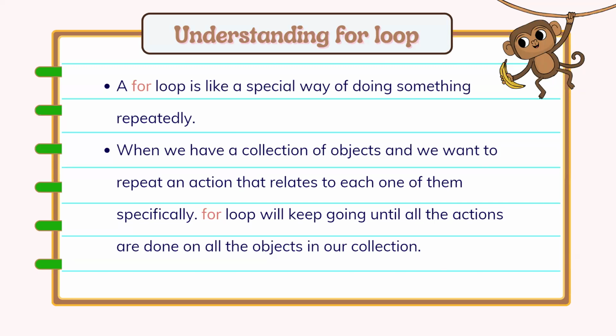that relates to each one of them specifically. This definition we will implement in the second example. When we have a collection of objects and we want to repeat an action, to repeat those steps that relate to each one of them specifically, depending on that particular object, then the for loop will keep going until all the actions are done on all the objects in our collection.